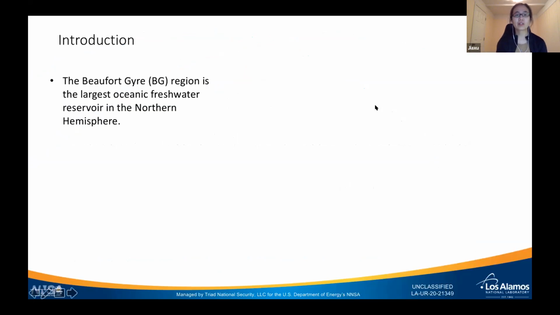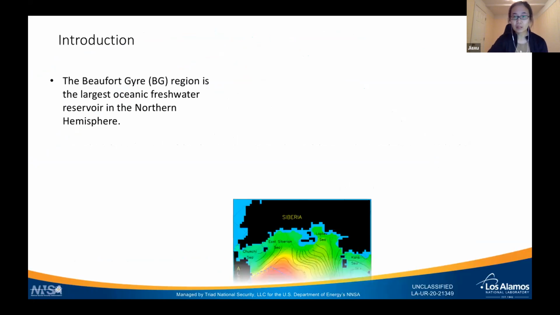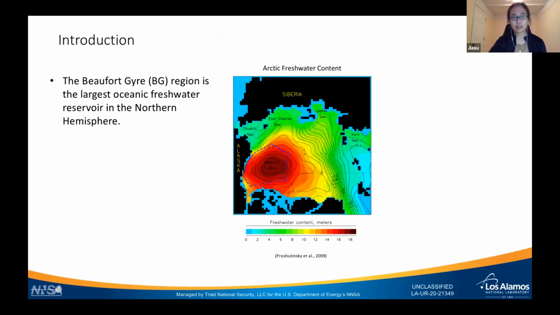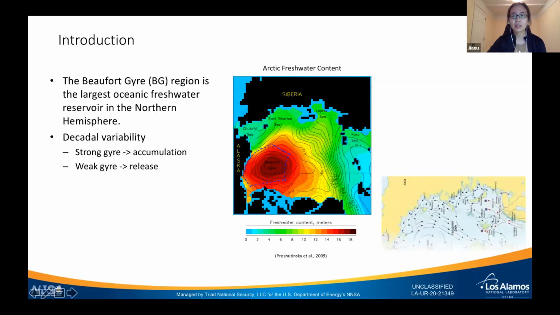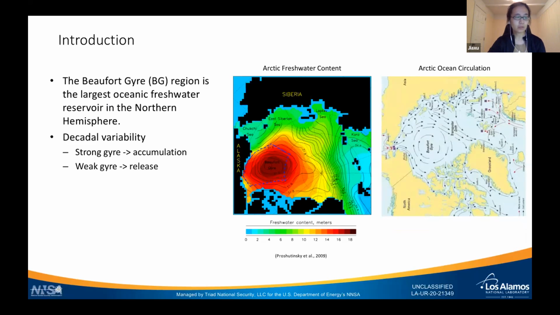The Beaufort Gyre region is the largest oceanic freshwater reservoir in the Northern Hemisphere. In this figure, the color shows the Arctic freshwater content. You can see the high values over the Beaufort Gyre region, enclosed by this green dashed box. The reason such a high volume of water can accumulate here is the Beaufort Gyre, which has very strong decadal variability. In some years, when the gyre is strong, it accumulates water in the middle of it, while in other years, when the gyre gets weak, the water is released downstream into the Atlantic.